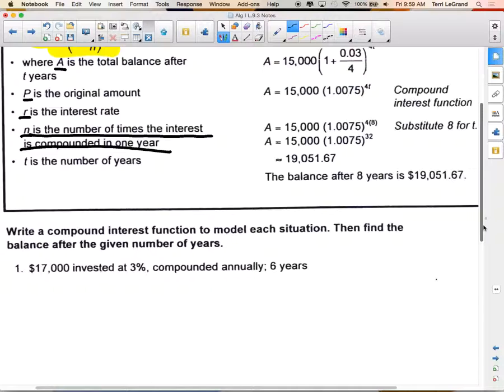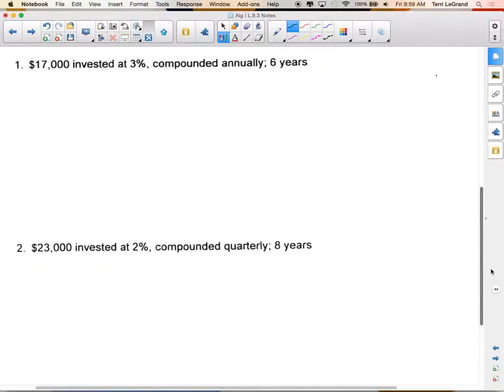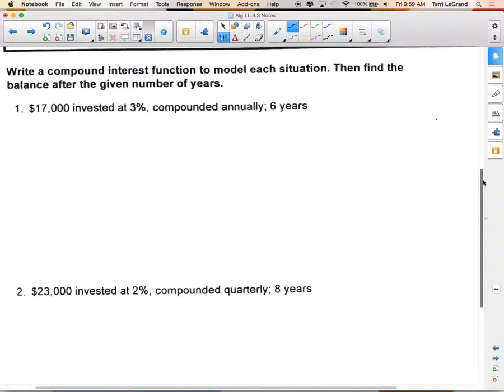Okay? So they have an example over there, but we're just going to go right to work practicing a couple of them, and you can use that as your own example to study. Okay? So write a compound interest function to model the situation. Oh, answer number 1. Then find the balance after the given number of years. Answer number 2.